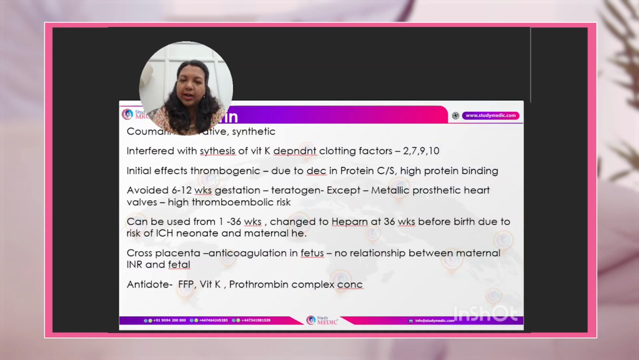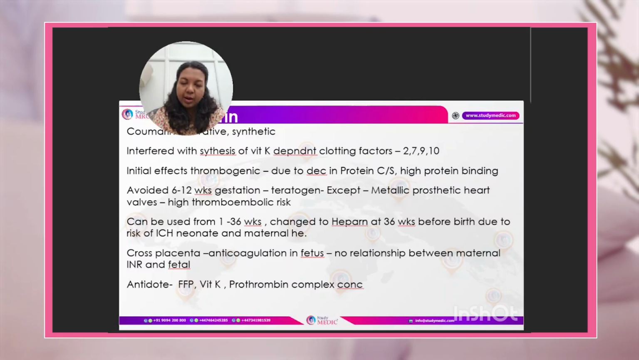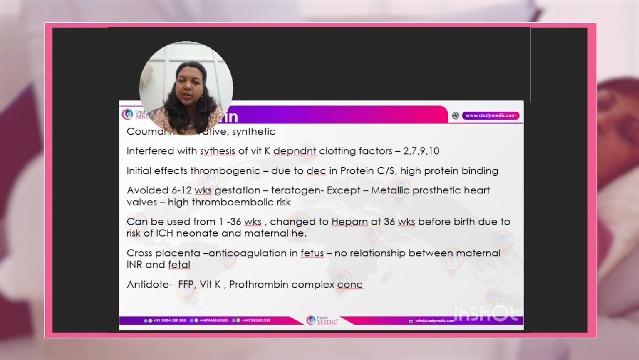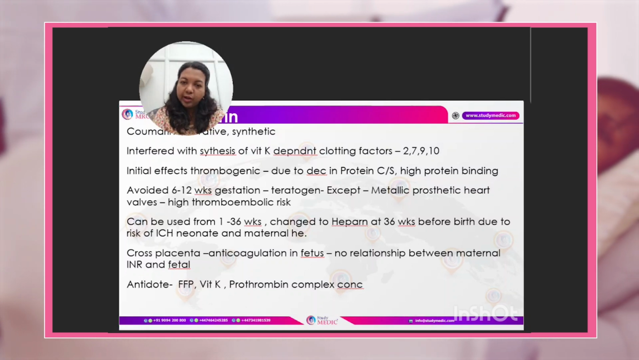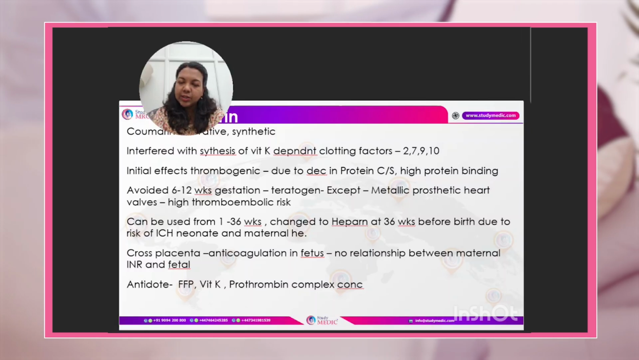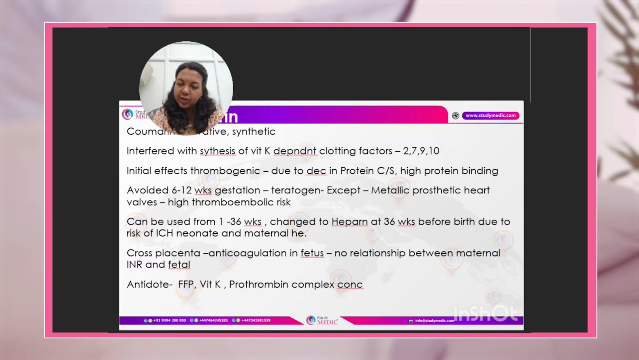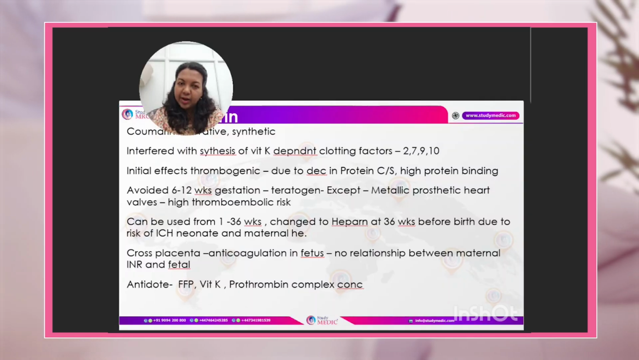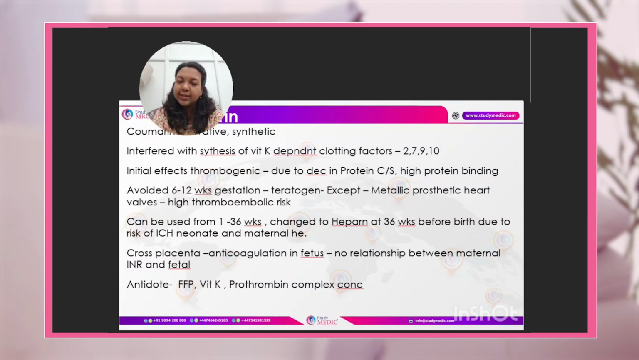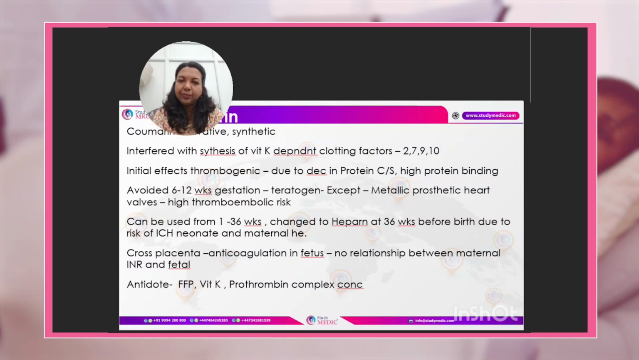In such conditions, usually what we do is we give warfarin up to 6 weeks of gestation, and from 6 to 12 weeks of gestation we switch over to heparin, low molecular weight heparin or unfractionated heparin. Again, from 12 to 36 weeks of gestation, back to warfarin. From 36 weeks of gestation, we switch from warfarin to heparin because of the risk of intracranial hemorrhage of the baby in case of a sudden onset of labor and vaginal delivery while on warfarin.